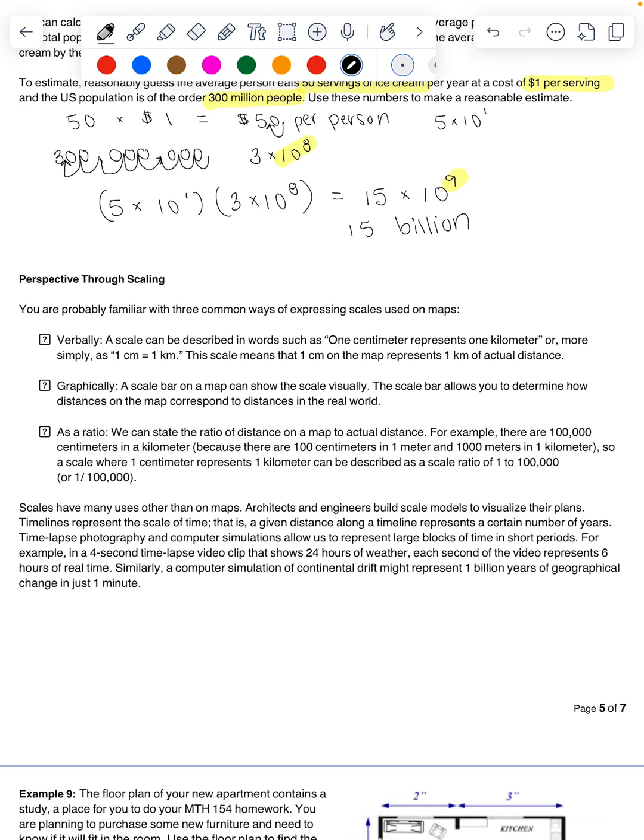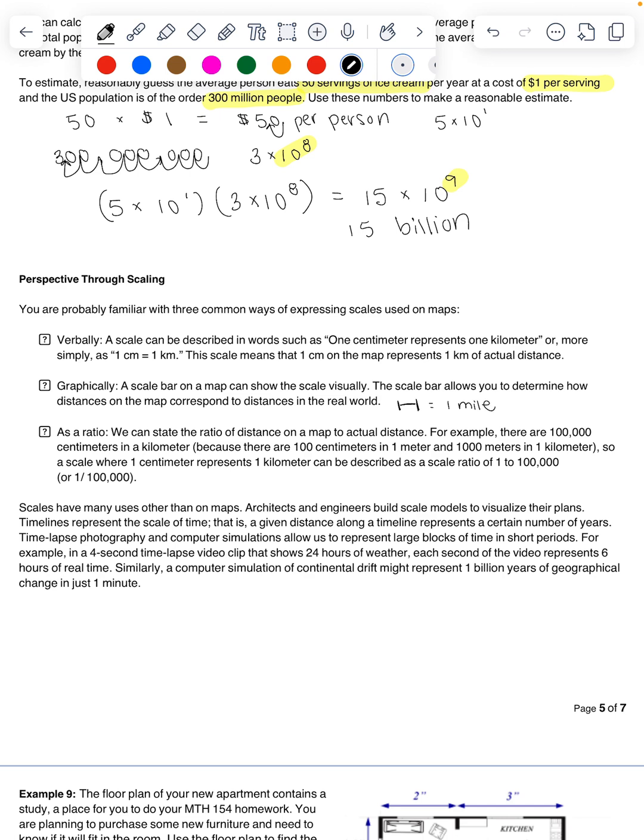So you're probably familiar with common ways of expressing scales used on maps. A scale can be something like 1 centimeter represents 1 kilometer, or written more simply, 1 centimeter equals 1 kilometer, which means 1 centimeter on the map represents 1 kilometer of actual distance. Graphically, a scale bar on the map can show the scale visually. The scale bar allows you to determine distances on the map that correspond to a distance in the real world. So that's something like when they have the little picture on the map where they'd say something like that is 1 mile.